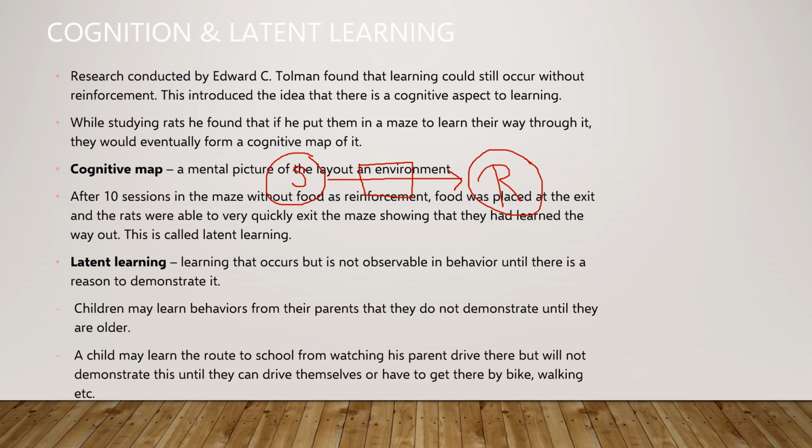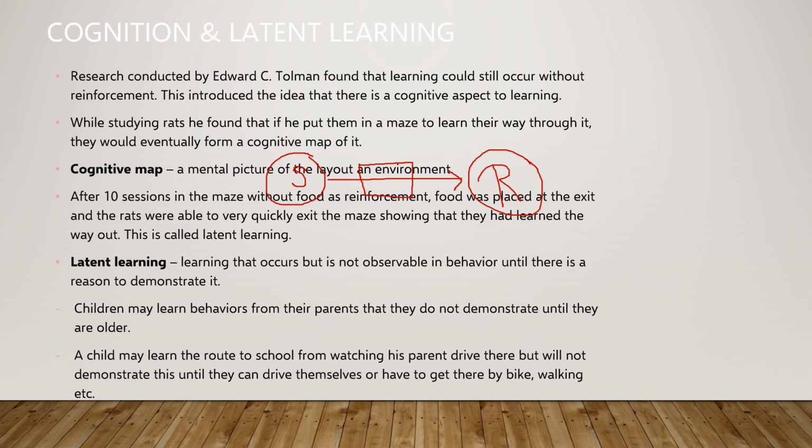So here we have cognitive learning and latent learning. We have a researcher named Tolman who said that learning could still occur without reinforcement, and that there's a cognitive aspect to learning. While studying rats, he found that he could put them in a maze to learn their way through it, and they would eventually form a cognitive map of it. They would learn the layout of the land, and they would do this without reinforcement. After 10 sessions in a maze without food, food was placed at the exit, and the rats were able to very quickly exit the maze, showing they had learned the way out.